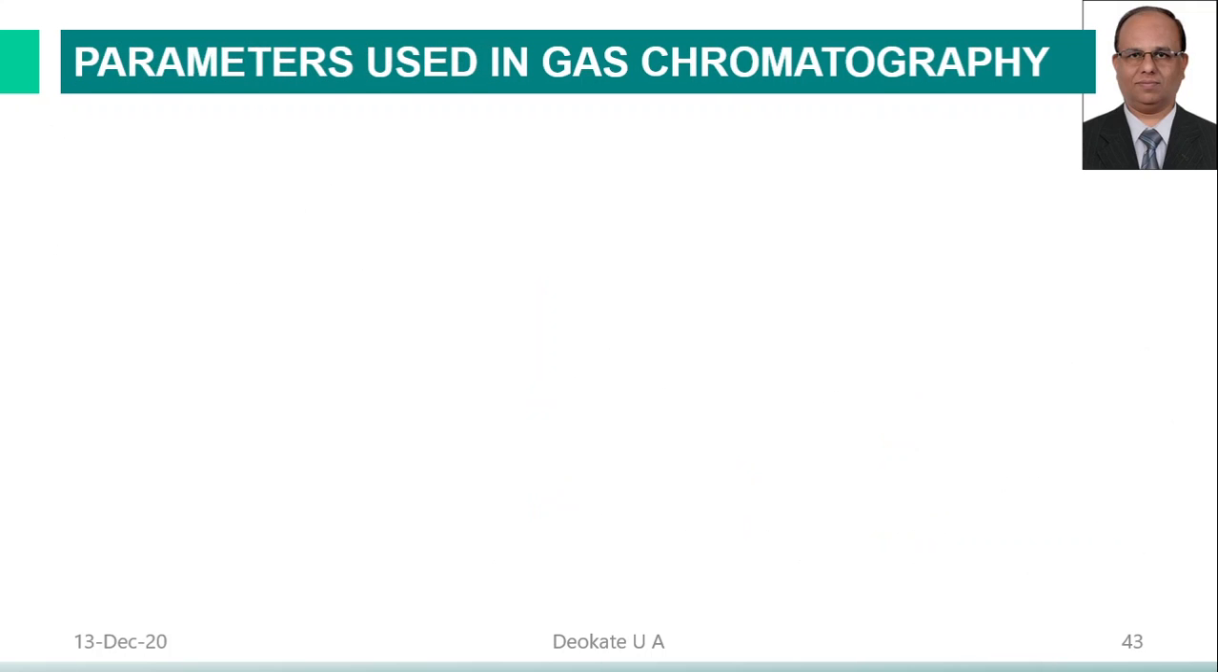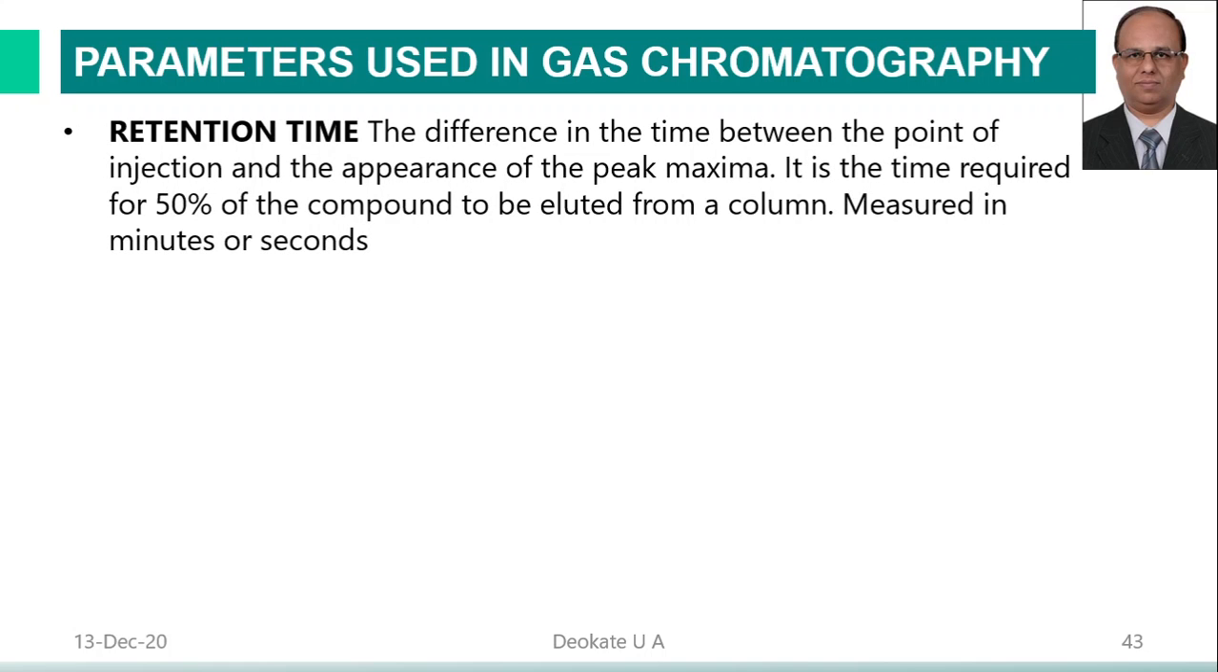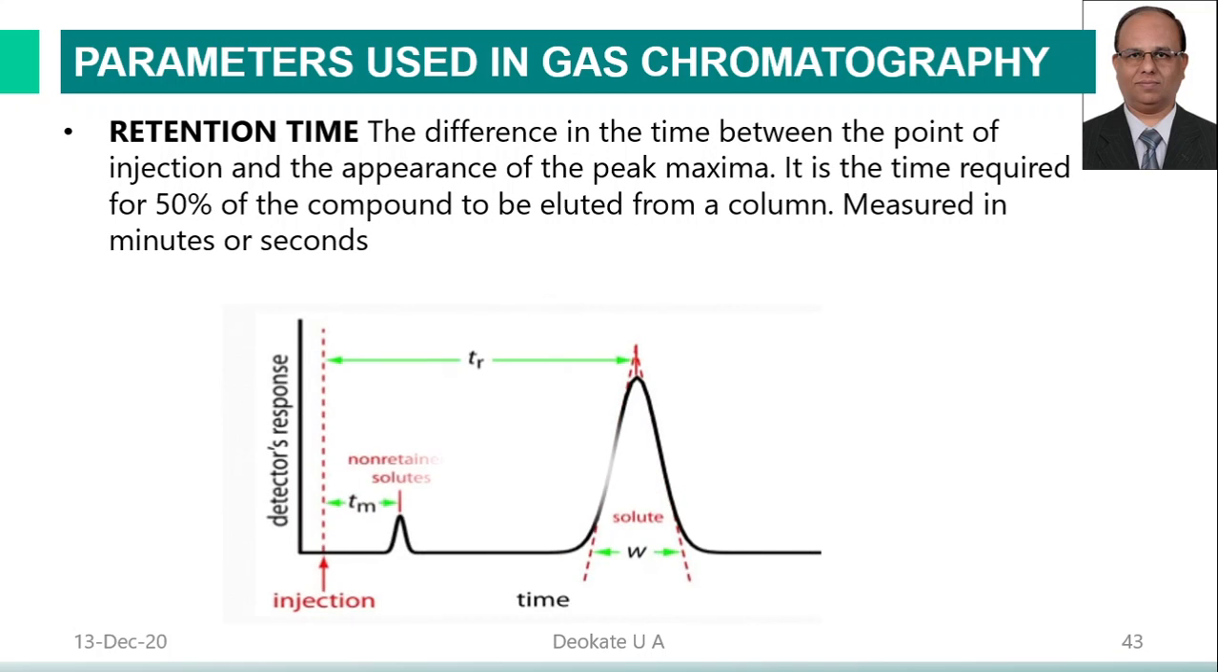Of these parameters used in gas chromatography, first we will see the definition of retention time. It is the difference in time between the point of injection and the appearance of the peak maxima. It is the time required for 50% of the component to be eluted from the column. It is measured in minutes or seconds. So if you see, this is TR. TR is the retention time.